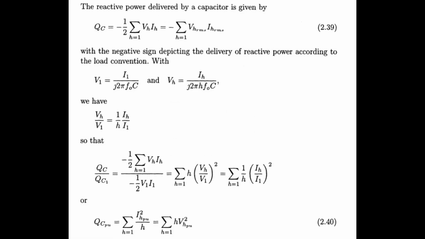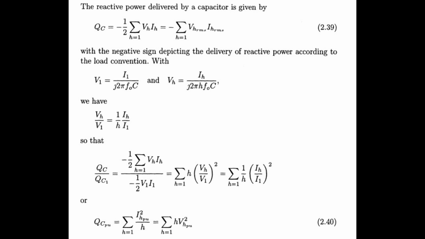In the case of an inductor, it is the power absorbed by the inductor. In the case of a capacitor, it is power delivered by the capacitor, and hence the negative sign is there. So using that formula, you can find the reactive power. Here V1 is equal to I1 divided by j 2 pi F0 C, because I1 into XC is equal to 1 by j omega C, and hence it is written in terms of current.